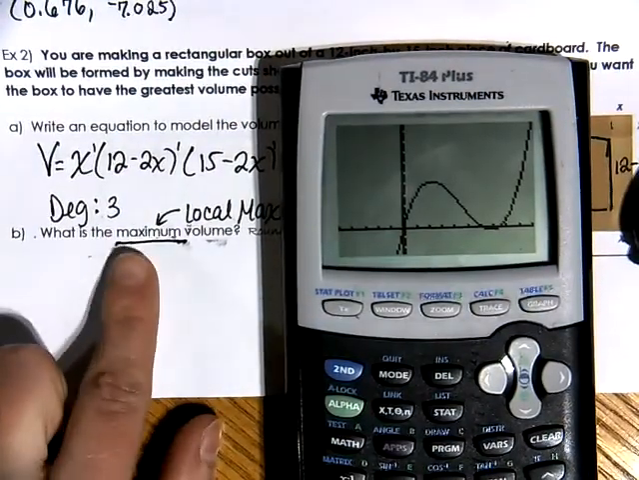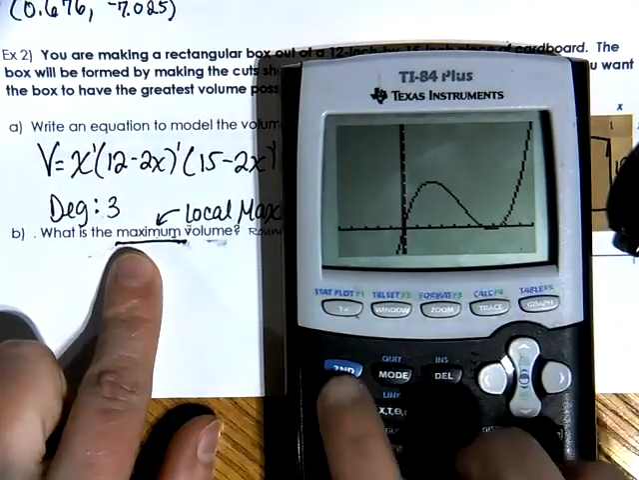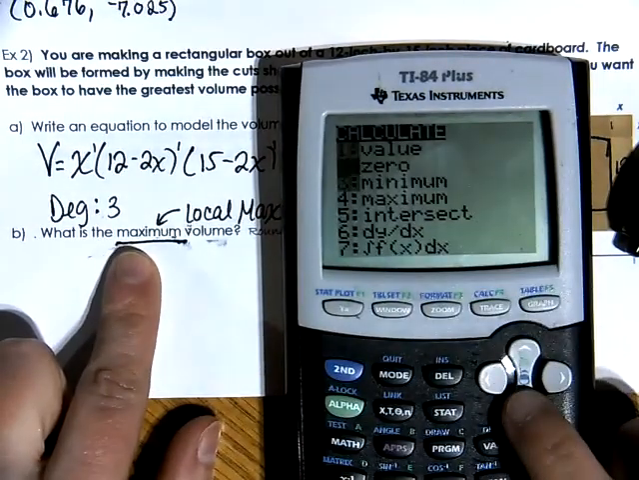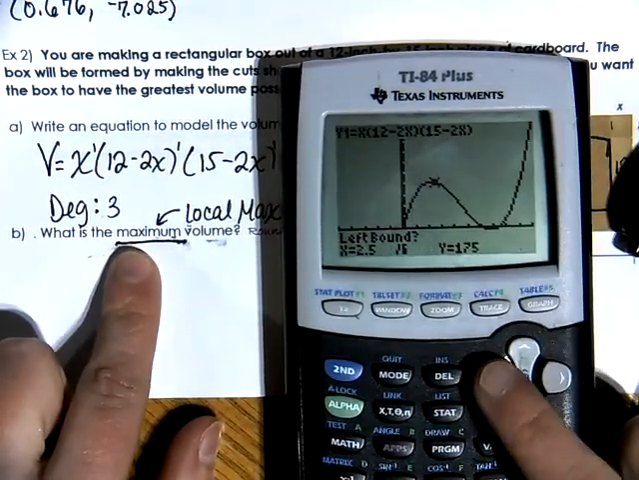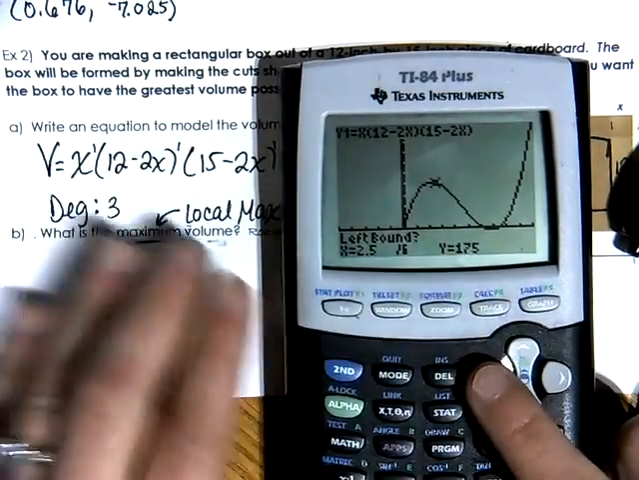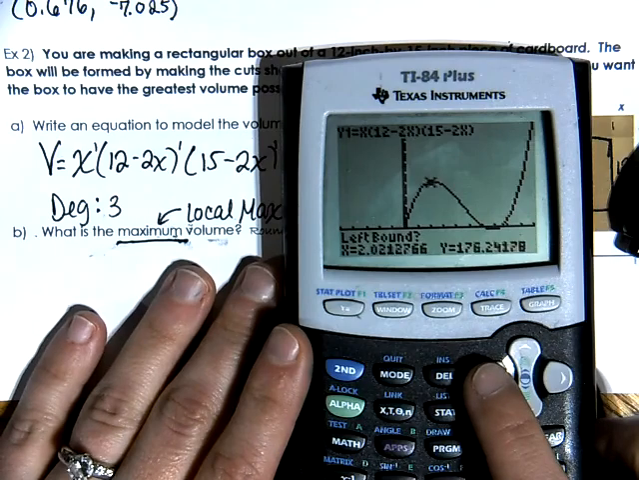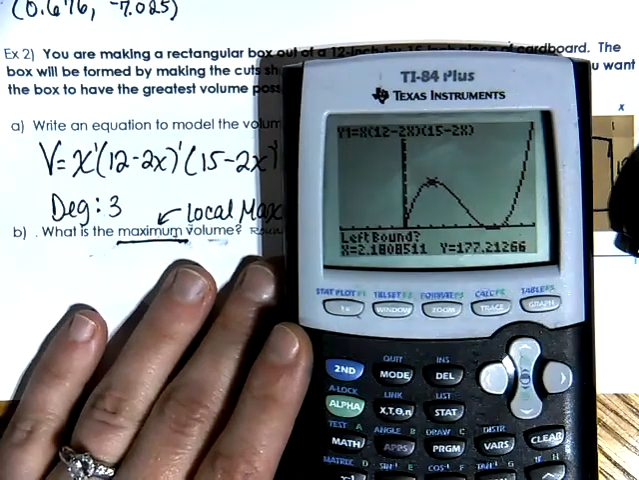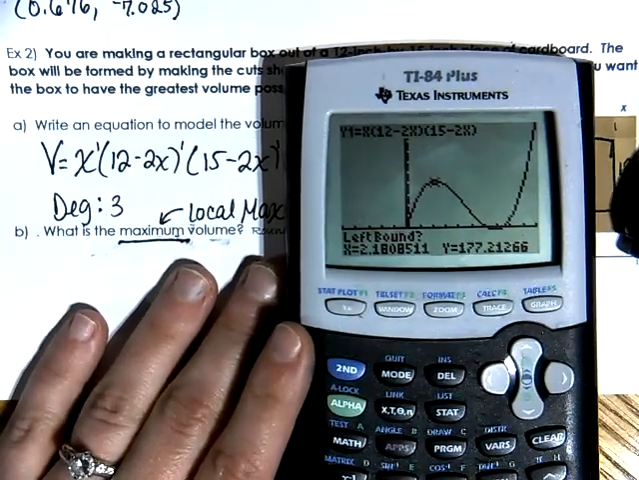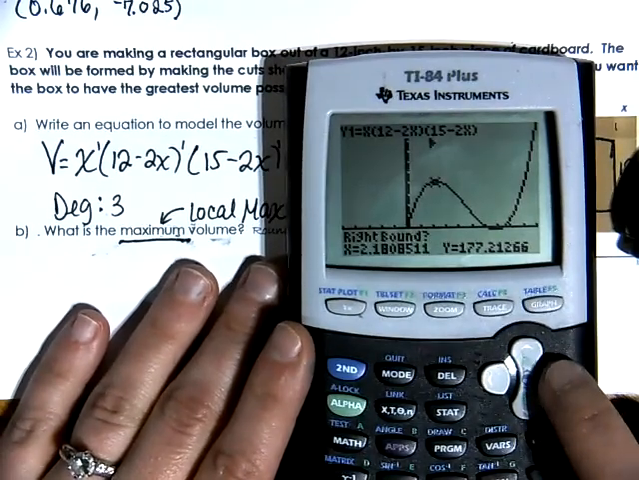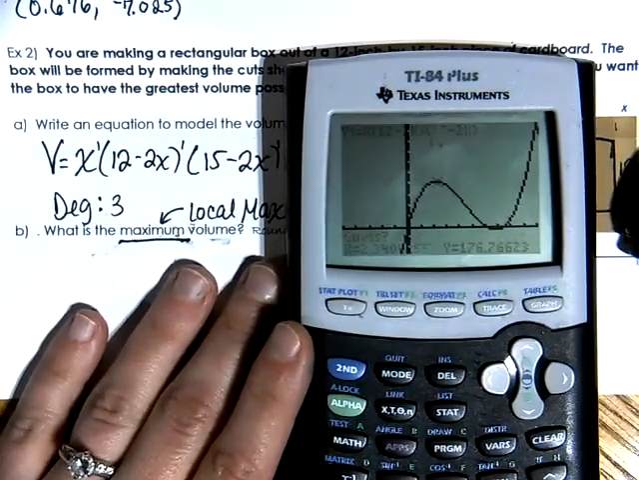And once again, we're just interested in that local maximum. So I'm going to press second trace and go down to max. And I'm going to really pay attention to the Y coordinate. So I'm at 175, 176, 177, 176. So it looks like 177 was my highest value. And I'm going to press enter, and then a right arrow one time, enter and enter.